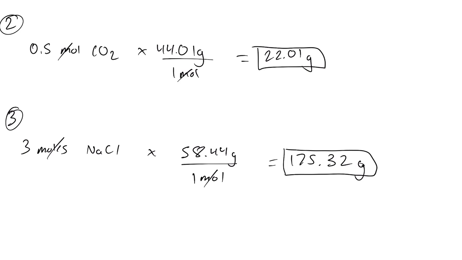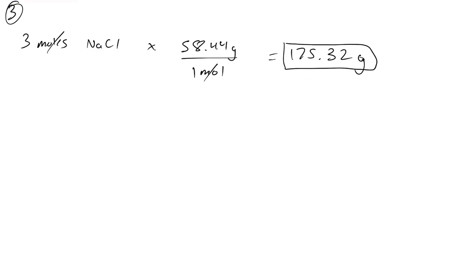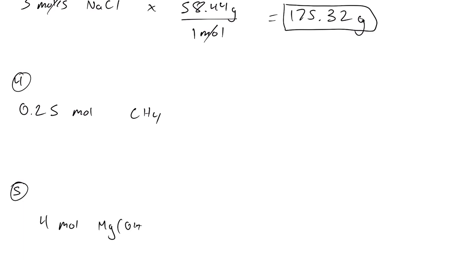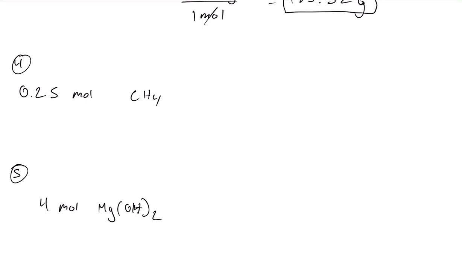Now I'll give you 2 problems to try on your own. Pause the video first, be sure to try them on your own, and then come back and we'll solve them together. Convert 0.25 moles of CH4, and then try converting 4 moles of Mg(OH)2. So be sure to try them on your own, but pause the video, and when you come back, you'll see the answers.